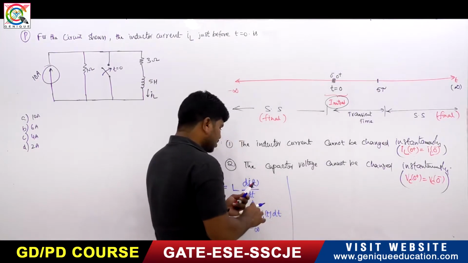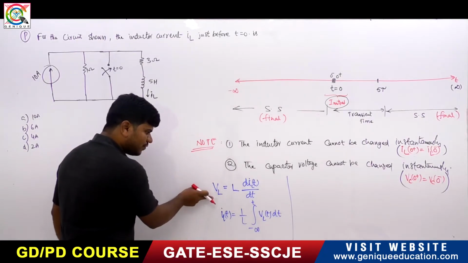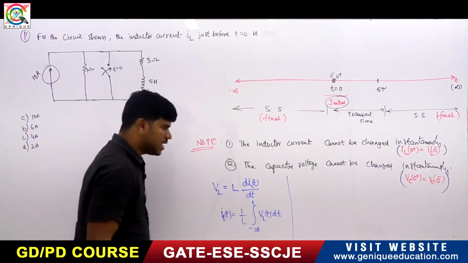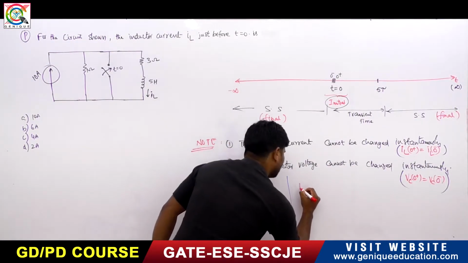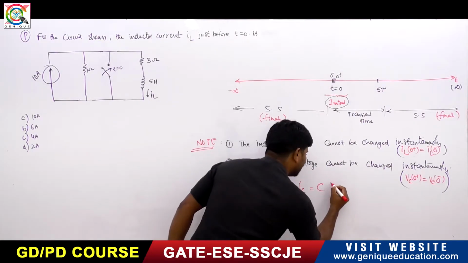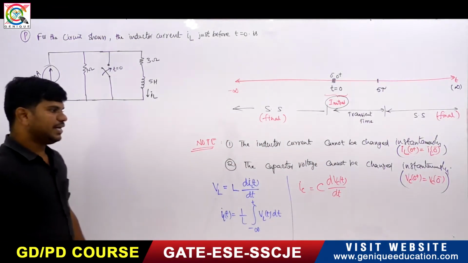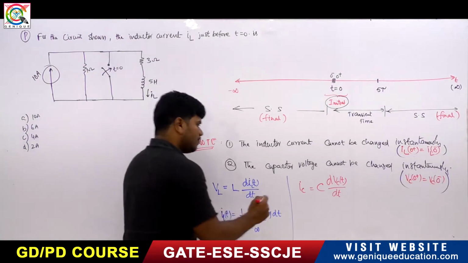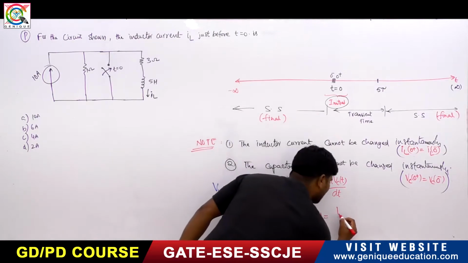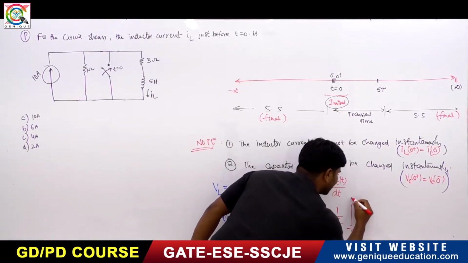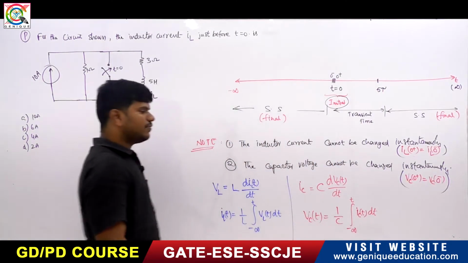So similarly we can write the capacitor voltage. Just as VL is equal to L into di by dt, similarly the capacitor current is equal to C into dVc of t divided by dt. Similarly, the voltage across the capacitor can be written as Vc of t is equal to 1 by C integral from minus infinity to t of IC of t dt.